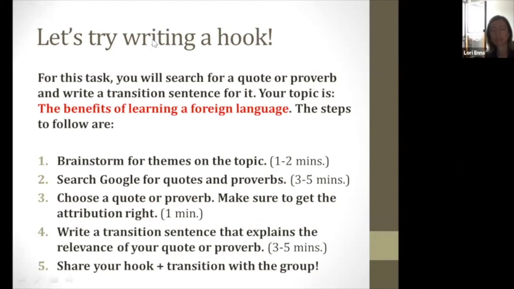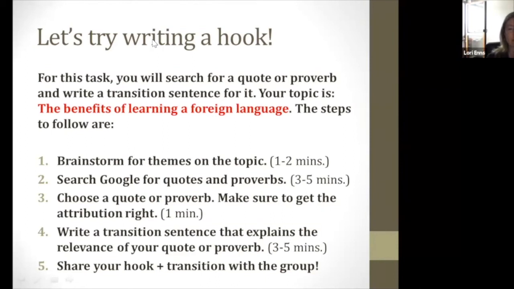Mm-hmm. Then Marjan has one from Goethe: "Those who know nothing of foreign languages know nothing of their own." This is very true. Oh, interesting. If you've ever studied a foreign language, you realize how little you do know about your own, right? Especially true, and how many presuppositions you have of the world. You only know that when you know somebody else's language.